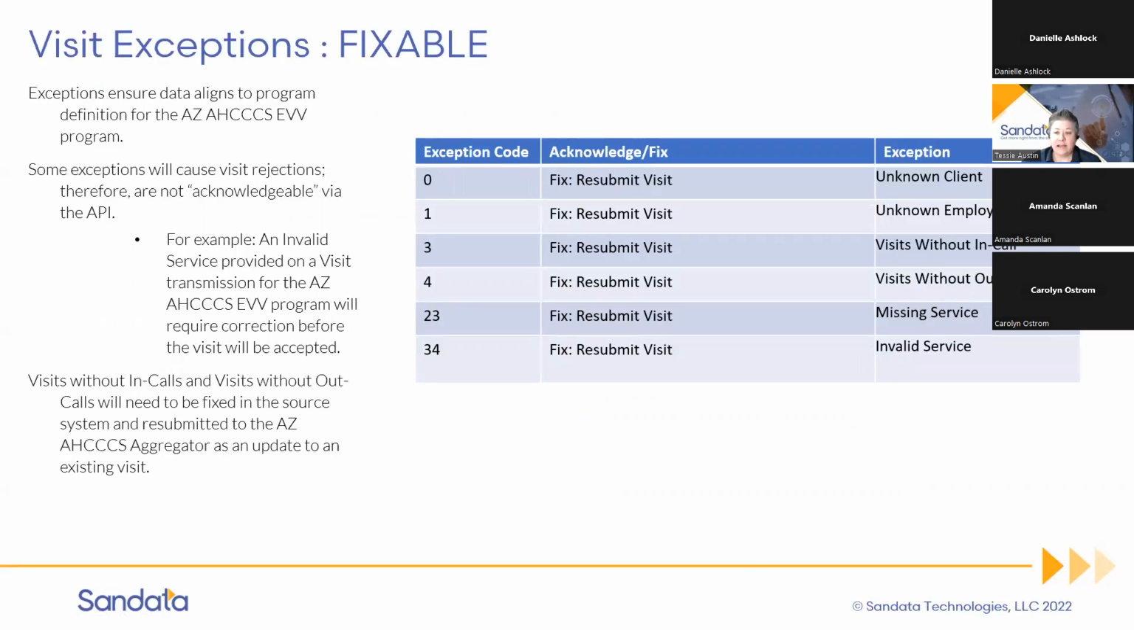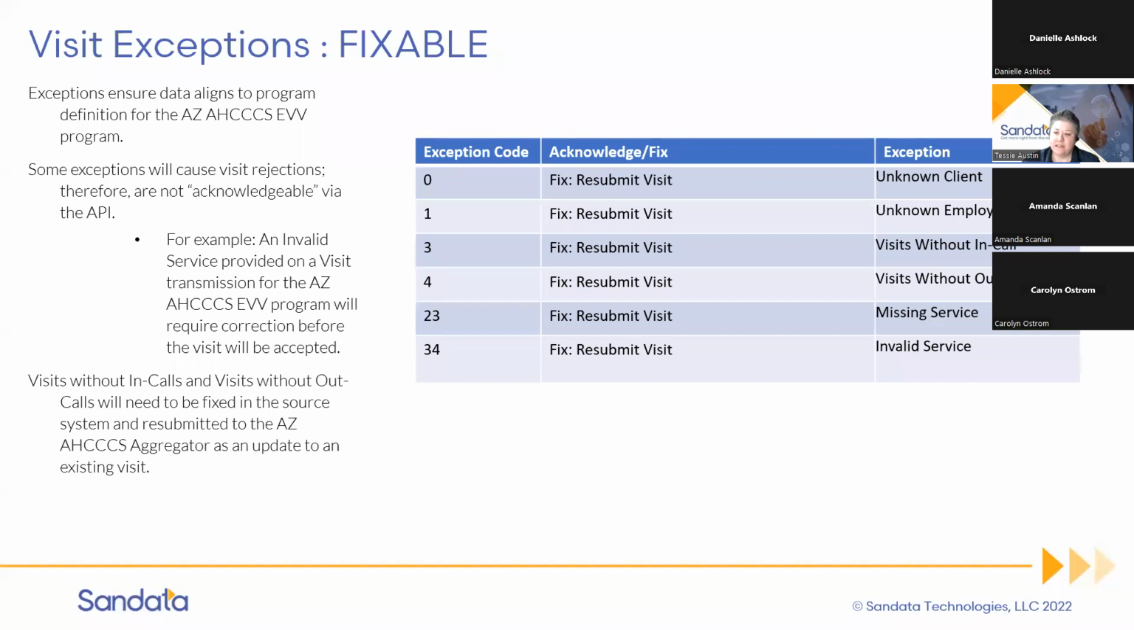We know a lot of times visits are 100% clean, they're captured electronically, everything's done, boom, you're good. Every once in a while, there are things that can't be sent for whatever reason. So there are two types of exceptions that are in play in Arizona. One type is fixable. For fixable items, and you can see over here what the list are, those require the visit to be resubmitted with those fixes actually sent in there and information about those, and that's all lined out in the specs.